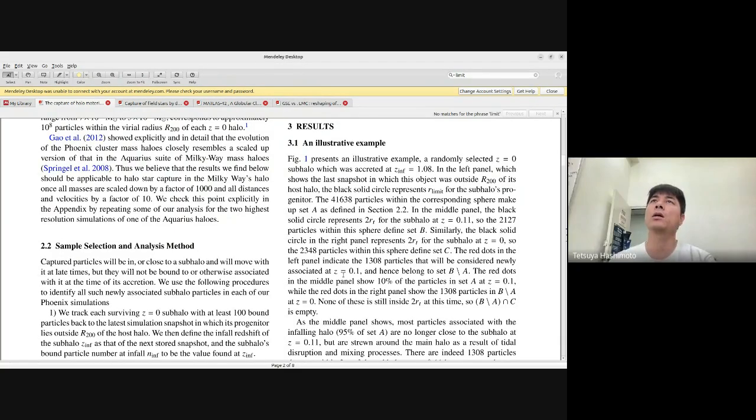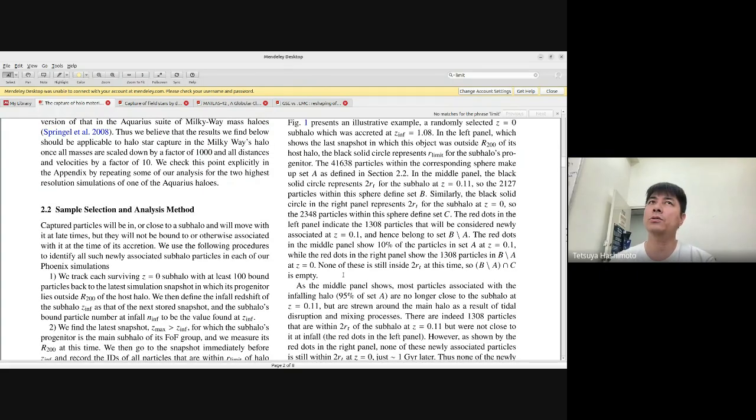Oh, okay. But they are not directly visible because there's no stars. Yes. Okay, that's interesting.